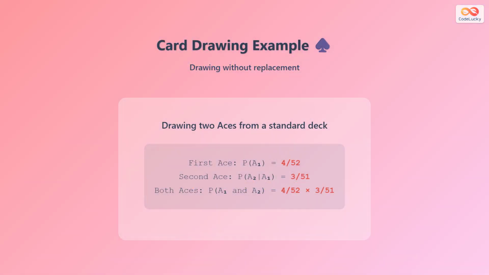Let us understand dependent events with a card drawing example. Consider drawing two aces from a standard deck of cards without replacement. The probability of drawing the first ace, denoted as A1, is 4 by 52. After drawing one ace, there are only 3 aces left and 51 total cards. So, the probability of drawing a second ace, given that the first card drawn was an ace, is 3 by 51. Hence, the probability of both events happening, which is drawing two aces, is 4 by 52 times 3 by 51.